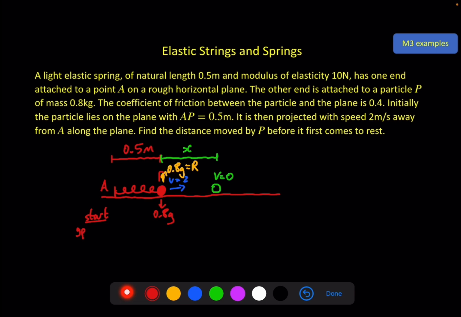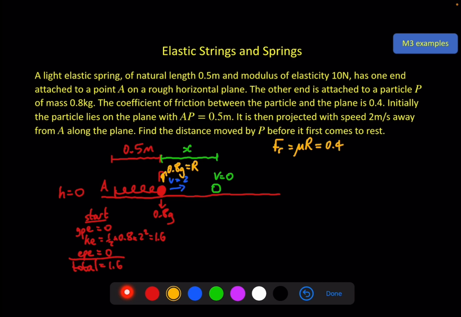we have gravitational potential energy. This is all happening on a horizontal level, so that is 0. Kinetic energy, a half times the mass times the speed squared, is 1.6. And the elastic potential energy, because it's exactly at its natural length, is 0. So the total at the start is just 1.6 joules of energy. But then we lose energy due to friction. The friction, because it's moving, is equal to, not less than, mu times R. Mu is 0.4, R is 0.8 g, so that gives us a friction of 0.32 g. We need to take that away from 1.6 to find out how much we have at the end.